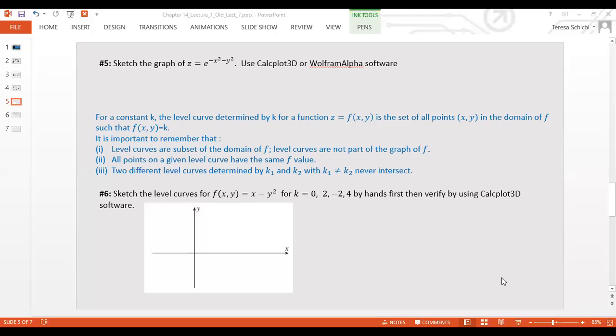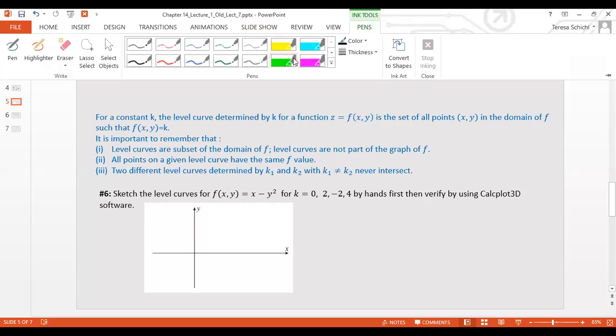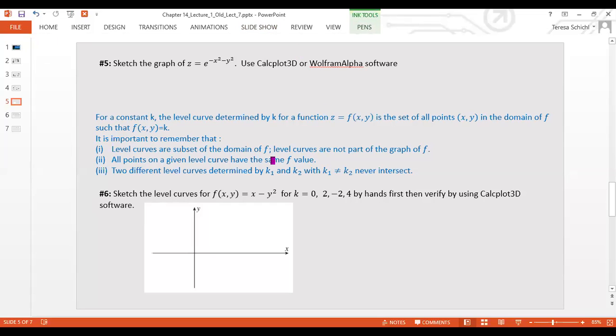Okay, let's go back to my worksheets here. All right, so the next things here. This is a very important terminology because we're going to use it in the later sections. So we need to take a look at the level curve, okay? So what is the level curve?